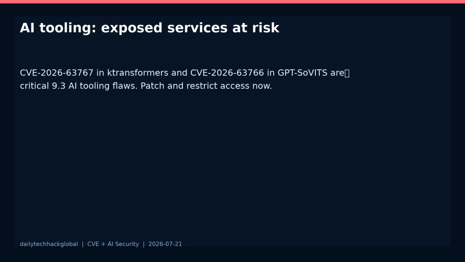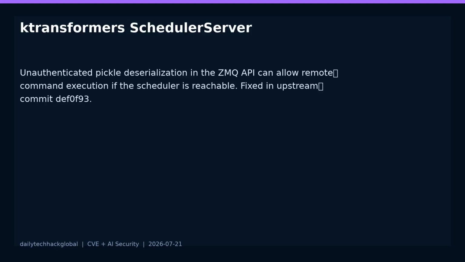First, Transformers. NVD says Transformers through 0.6.3 has an unauthenticated pickle deserialization vulnerability in the SchedulerServer ZMQ API, fixed in commit def0f93. A remote attacker who can reach that scheduler service could send crafted serialized data and execute arbitrary commands. This briefing will not include payloads, exploit commands, or attack chains. For defenders, the key point is simple: a scheduler that accepts untrusted serialized objects is a high-risk boundary, especially when it sits near GPUs, model files, cached prompts, datasets, and cloud credentials.